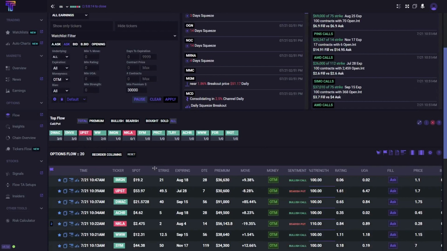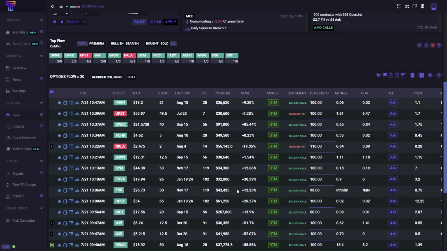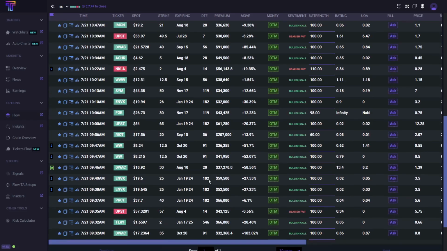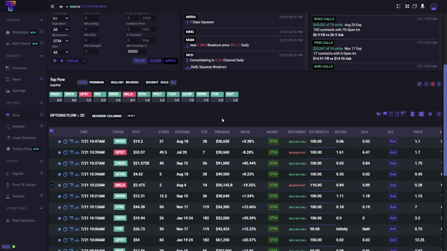So for example, IMGN, 10% move next 30 days. DWAC, 85% move the next 56 days. Let's see. SYM, expect to make a 12% move next 120 days. ENVX, they're expecting it to make a 30% move in the next 182 days. So this shows you just where you can see bulls loading up, because it's not just one contract you want to look at, it's the quantity of contracts.